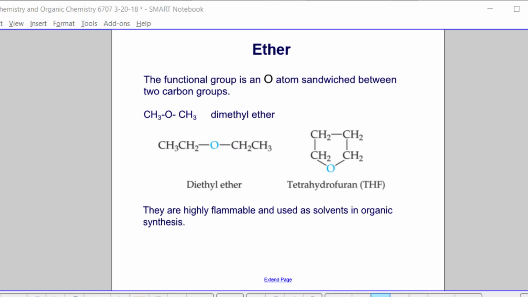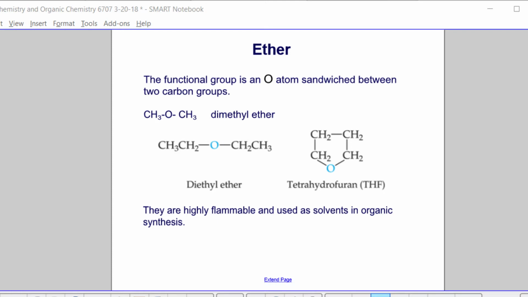An ether has an oxygen single bonded sandwiched between two carbon groups. So if I have an oxygen in the middle of two methyl groups, methyl is one carbon, right? So if I have one oxygen in between two methyl groups, I call that dimethyl ether. If I have two ethyl groups, ethyl meaning two carbons, so I have an oxygen in the middle of both of those, I'd call that diethyl ether.